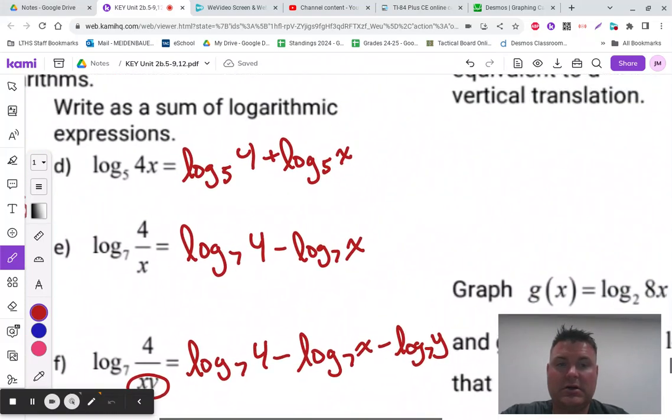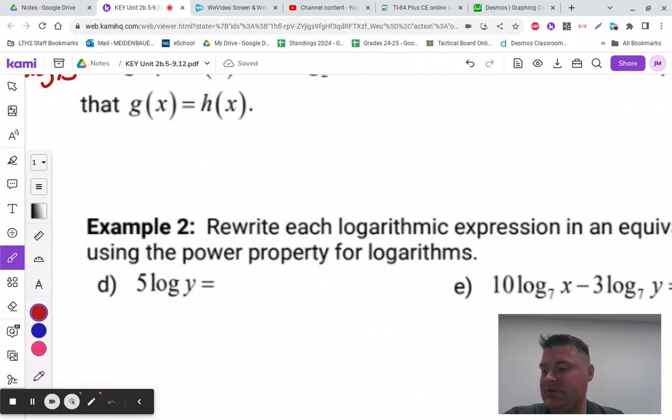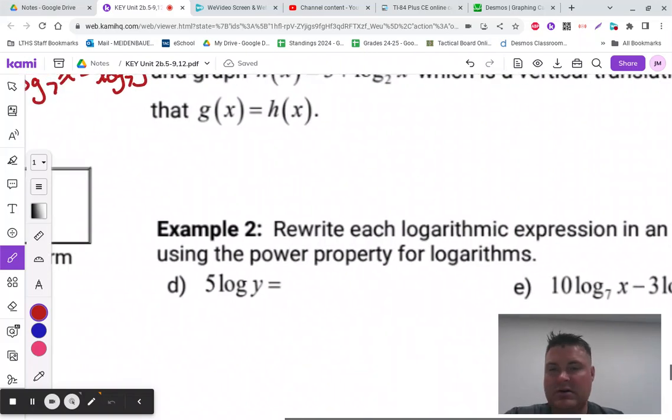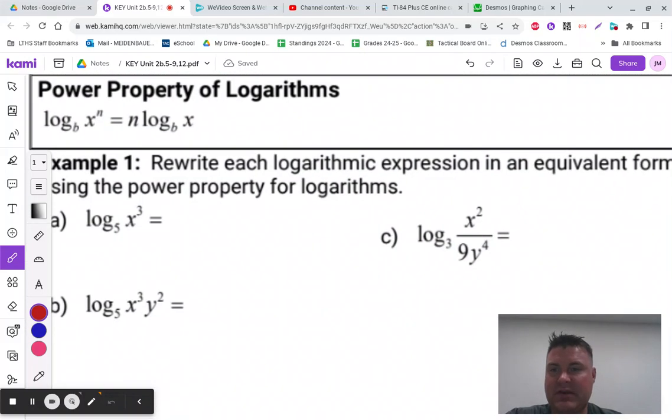All right. Let's go ahead and talk about, actually, we're going to go down here, and then we'll talk about that graph here in a second. Power property of logs. Okay, this is when you take the power on top and you just multiply it.